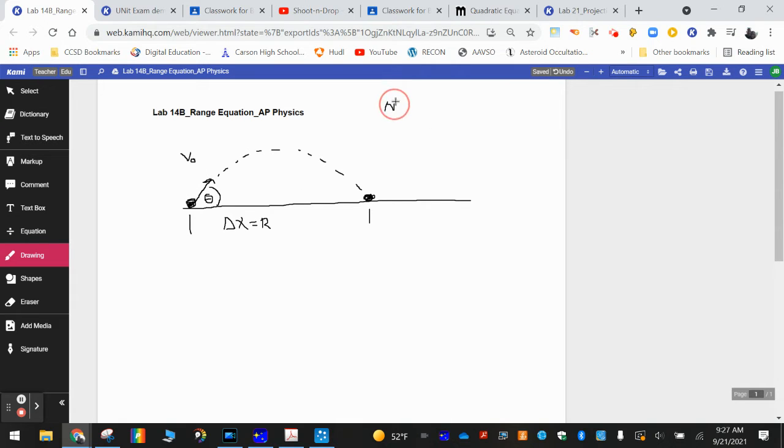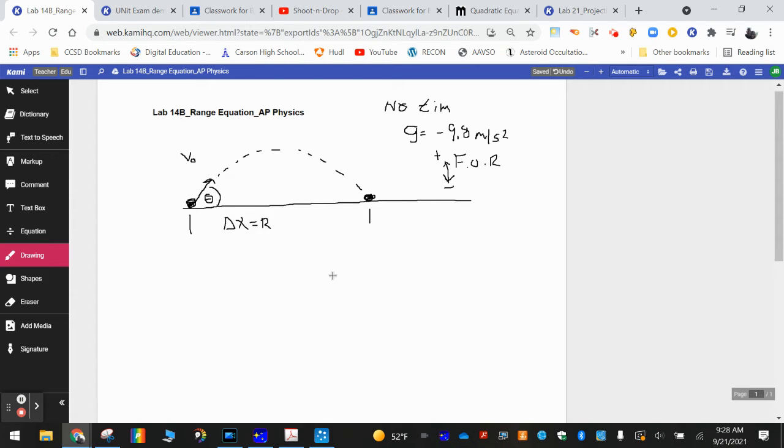We have no time given. Since it's being launched upward, the value of g is going to be negative 9.8 meters per second squared. In our frame of reference, going down is negative and going up is positive. So this is the initial setup.